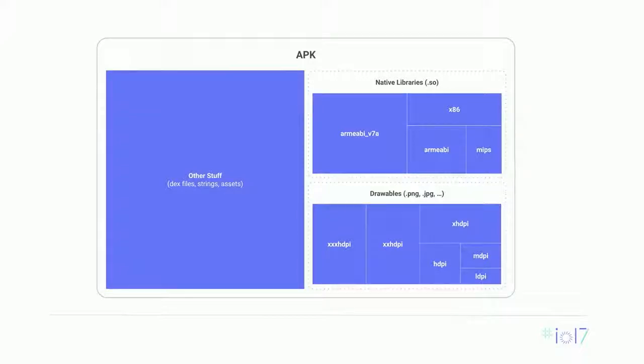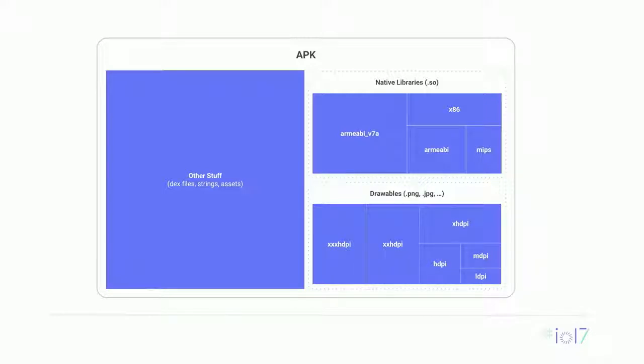Now, if we look inside some APKs, we can see why these file types take up so much space. Here we have an example APK where we visualize the contents of the APK by size, the size of the boxes indicating the relative size of each component. And I'm sure many of your apps would look similar to this.